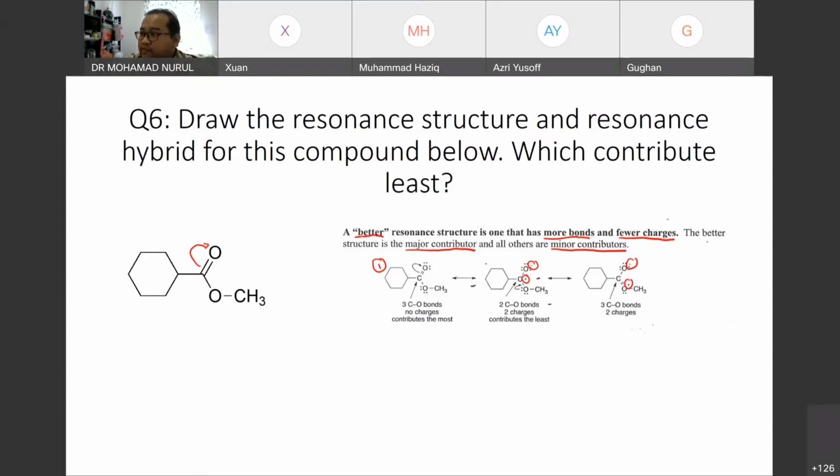In terms of this definition, a better resonance structure is the one that has more bonds and fewer charges. The better structure we call the major contributor. In this case, this one is the major contributor. This one is a minor contributor, and this one is also a minor contributor.